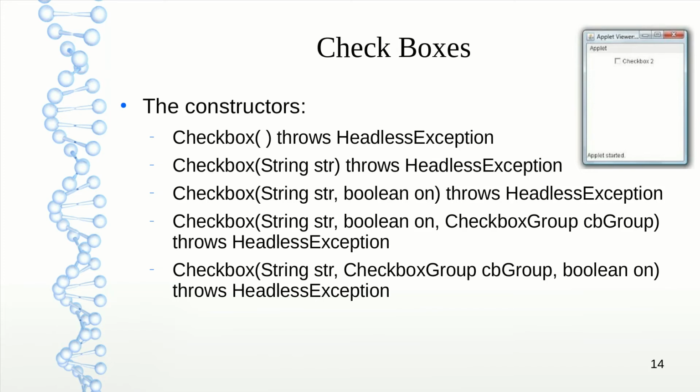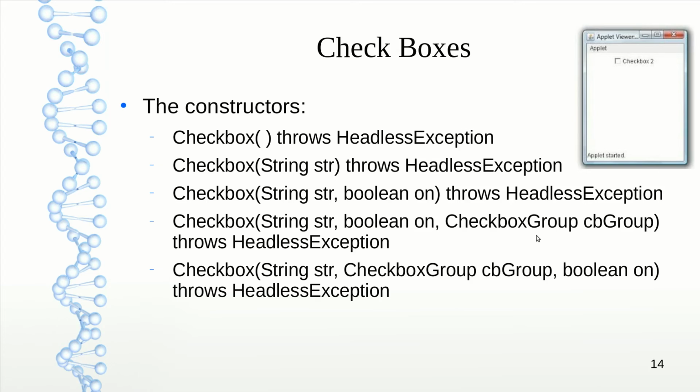If the value of the boolean variable on is true, then automatically a tick is placed in the checkbox. Otherwise, there won't be any tick at all. The next constructor is checkbox with a string, a boolean variable which shows whether the checkbox is created to be in a ticked state or an unticked state, and then we have a variable of the class checkbox group, and we will see this checkbox group in coming sessions.